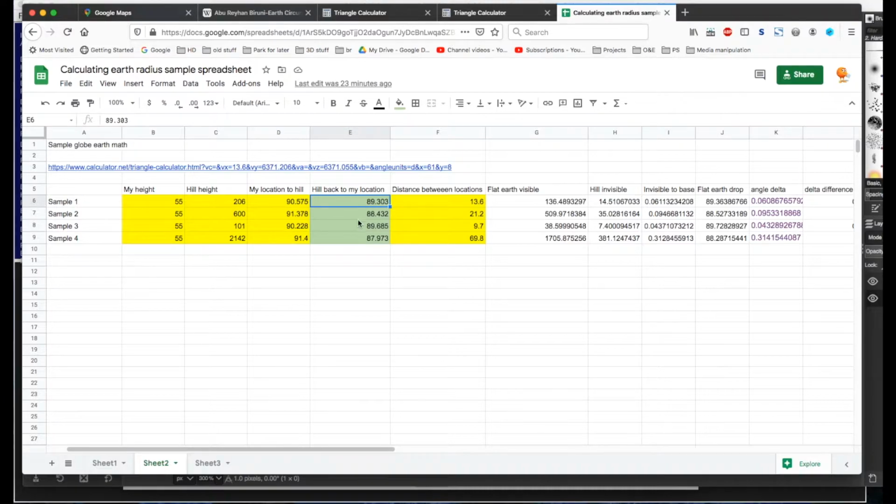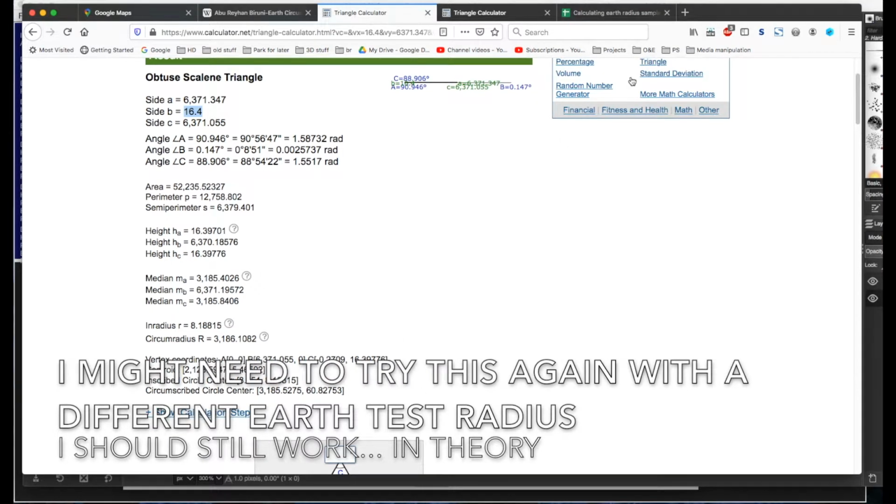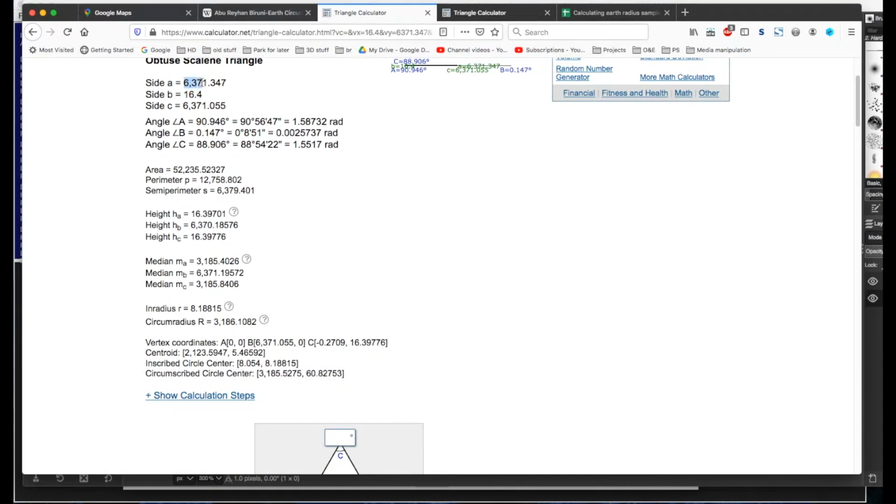The idea is to be able to calculate this angle back to my location. So I use this triangle calculator with the knowns: Earth radius of 6371 kilometers, and these would be the meters above mean sea level. This is the distance between the 2 points, and I got the far angle looking back at my location.